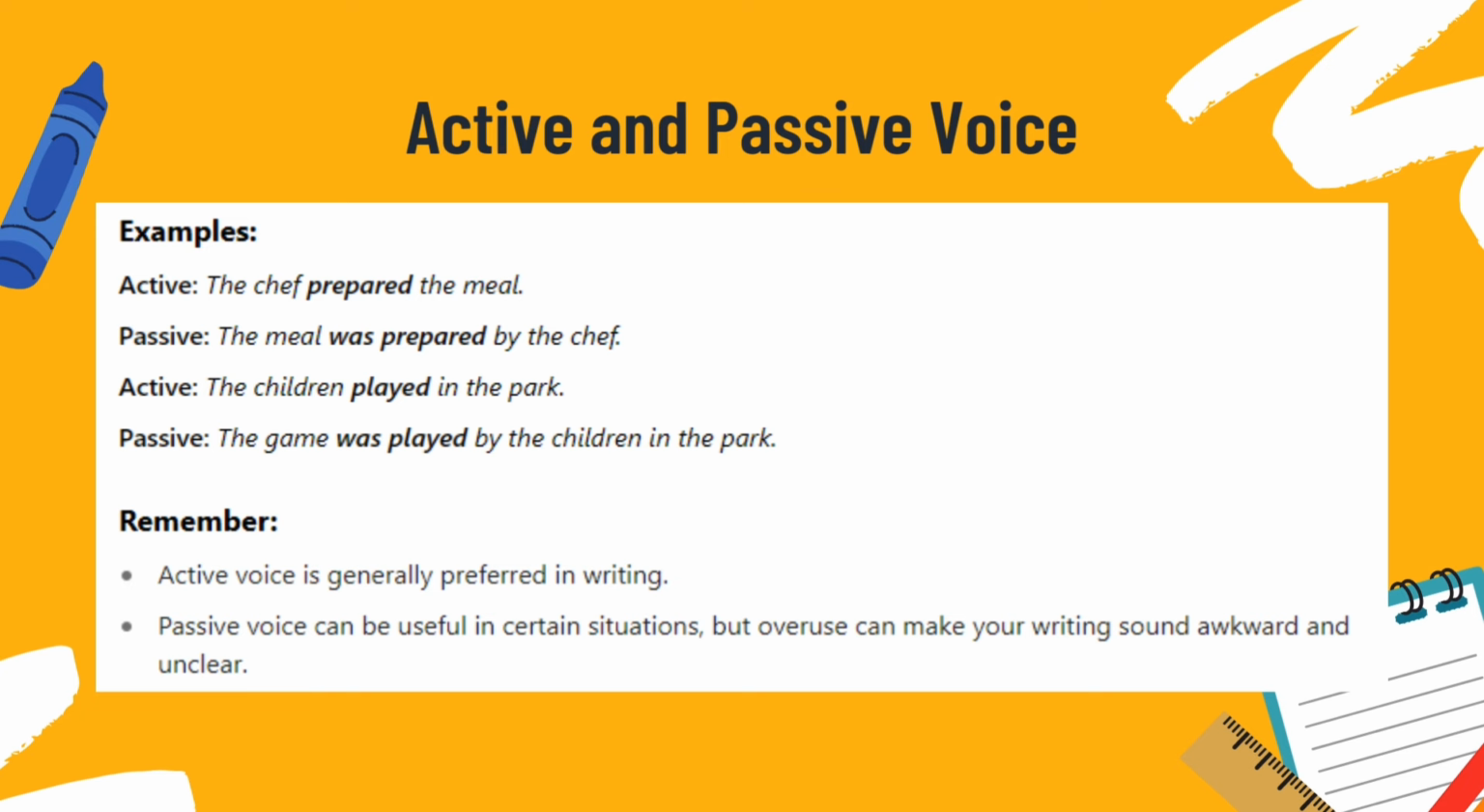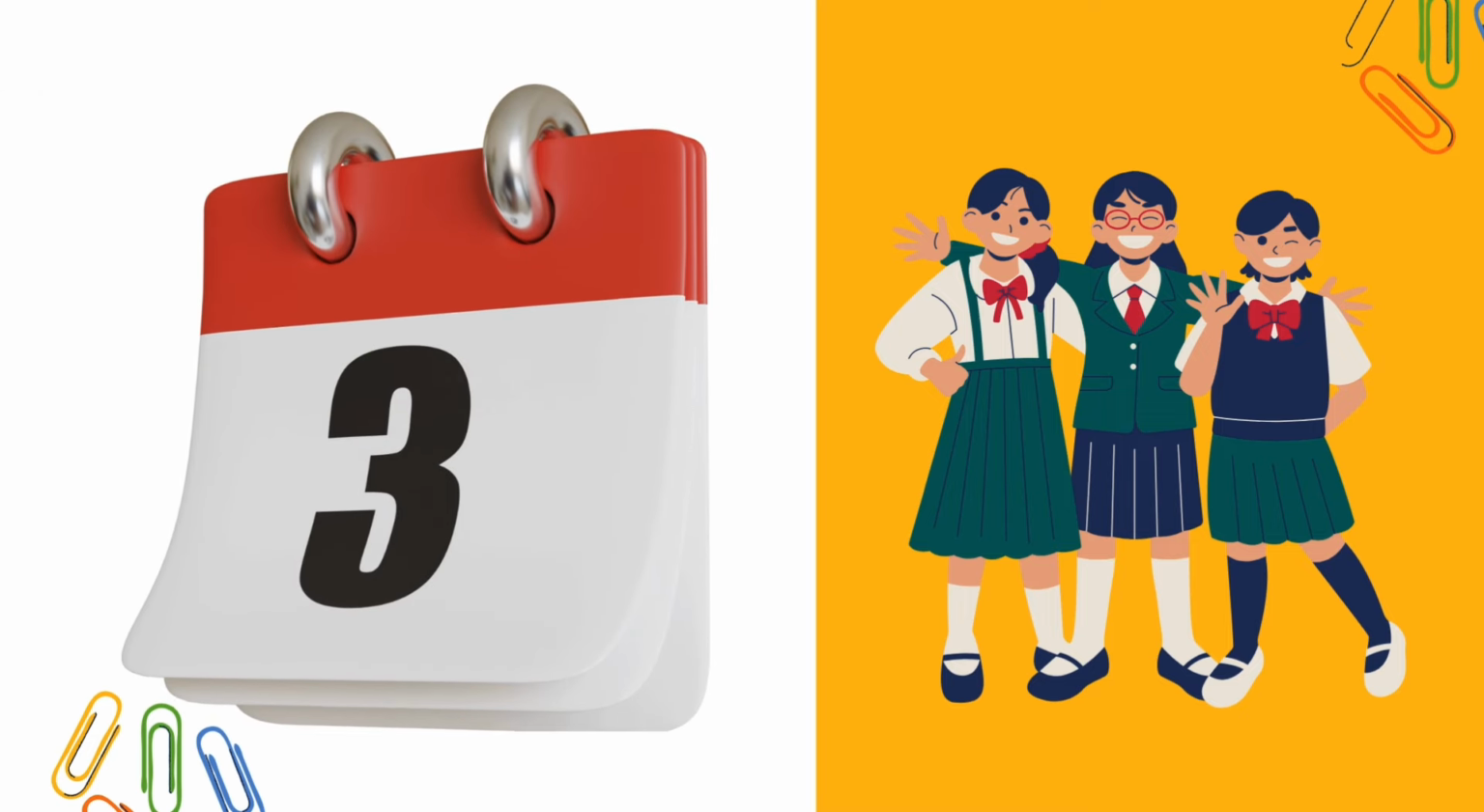For active, the children played in the park. For passive, the game was played by the children in the park. Okay, so always remember, active voice is generally preferred in writing. Passive voice can be useful in certain situations, but overuse can make your writing sound awkward and unclear. So that's all for the active and passive voice.